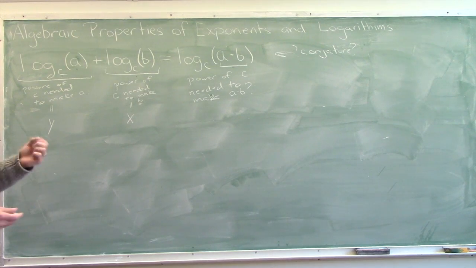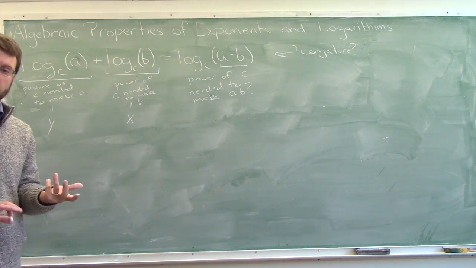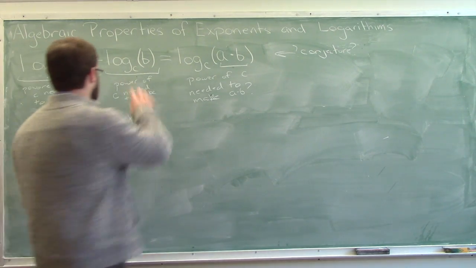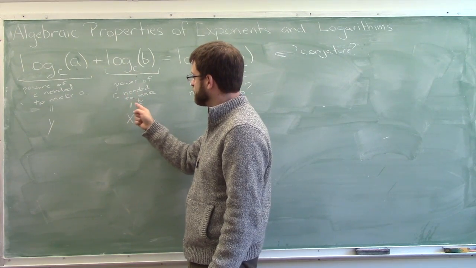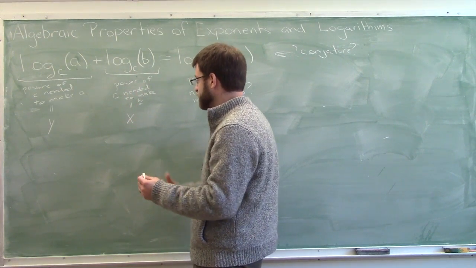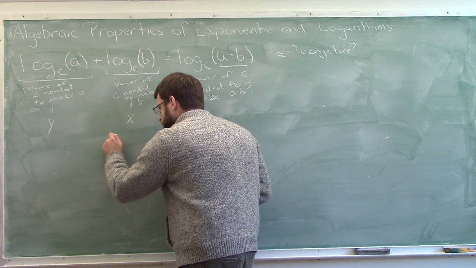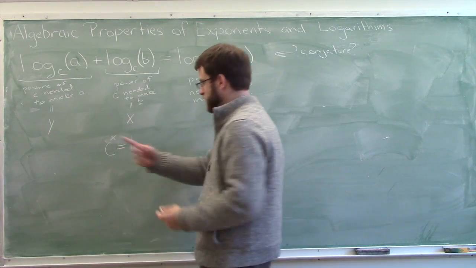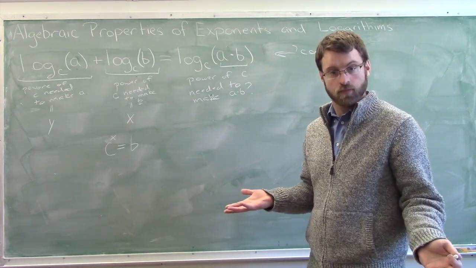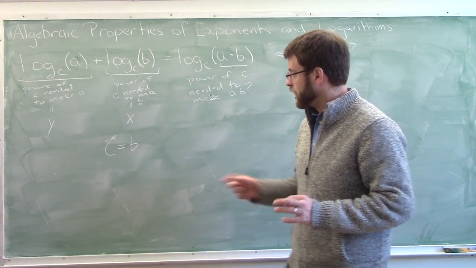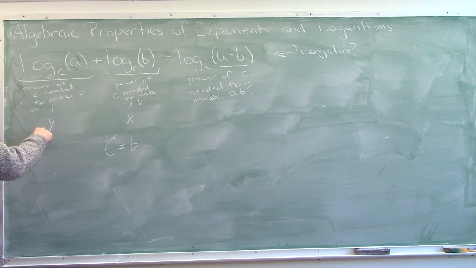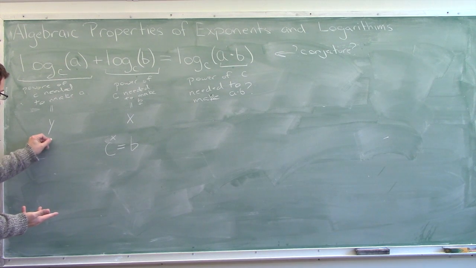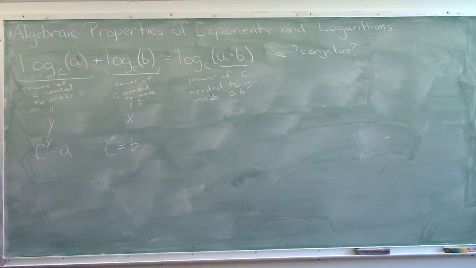And the reason is that I'd like to connect this back to the exponential version of these statements. So if I call this number x, right, if I say x is the power of c that's needed to make b, then all of that notation together means that c to the x is equal to b. Right? Does that make sense? I hope. And now, here on this side, we're saying the power of c needed to make a, we're calling that y. So if we raise c to the y power, that should be equal to a. So c to the y is equal to a.